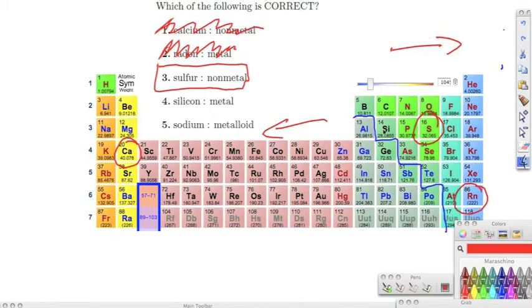See that silicon, no, that's not going to be a metal either. It's to the right. And then sodium way over here says it was a metalloid way over here, and that's not correct either. So the only correct answer is sulfur. It's to the right of the stair step. It is a nonmetal.